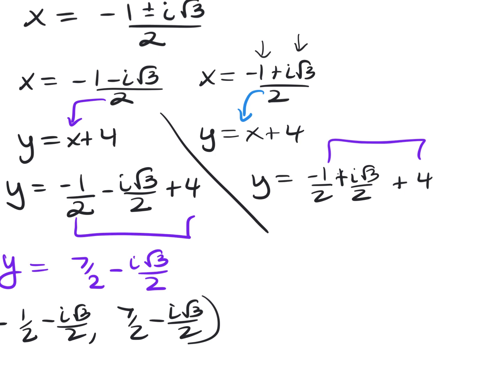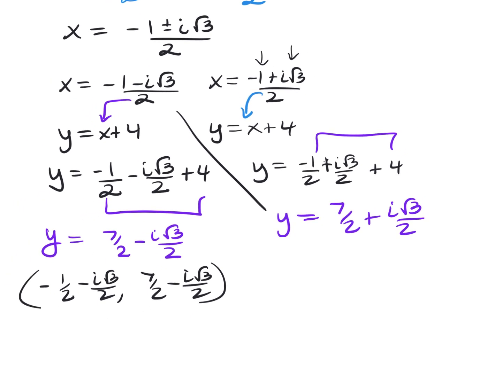So the same thing's going to happen here. I'm going to get -1/2 plus 4 is 3.5, which is 7 over 2. So 7 over 2 plus i root 3 over 2. Essentially it's the same thing, the signs are just different. So then the other ordered pair has the same x value, but with a plus sign.